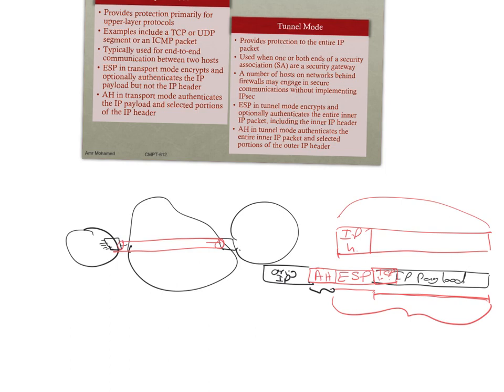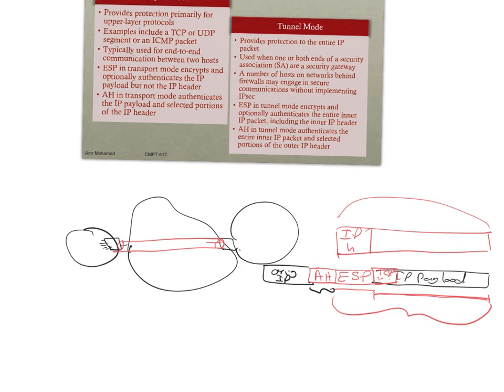So all the applications will have to be secure through that tunnel. Is that clear? So this is the transport mode. Okay? So that's why here we say that the protection happens to the higher layer protocols, including TCP, UDP, ICMP, and typically used for end-to-end communication.